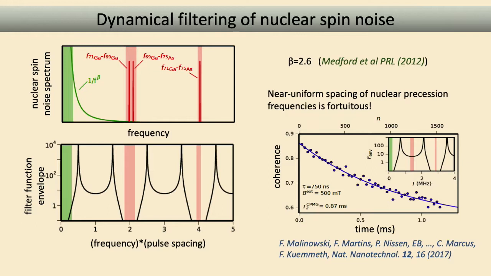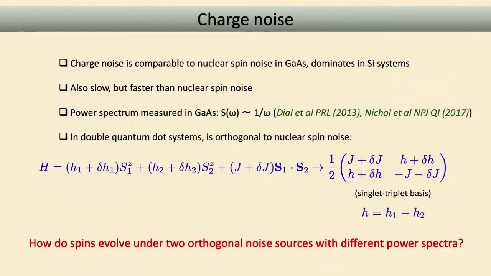And so you get this dramatic improvement in the coherence time, the lifetime of the information stored on the qubit. And actually, we were able to achieve a record lifetime for these spin qubits in gallium arsenide using this technique. So in this case, this was almost a millisecond. So that's nuclear spin noise.